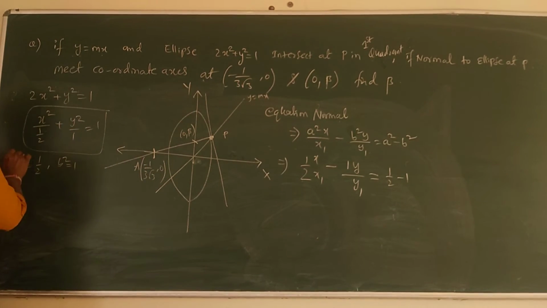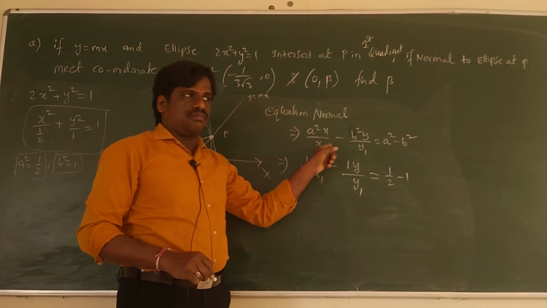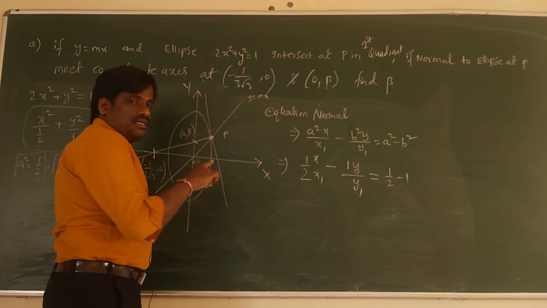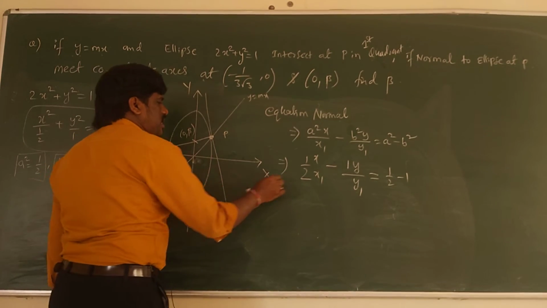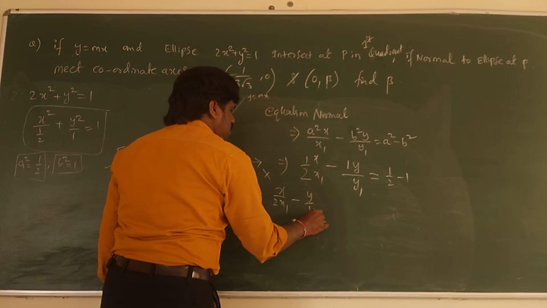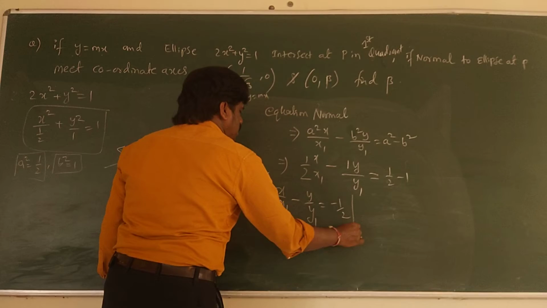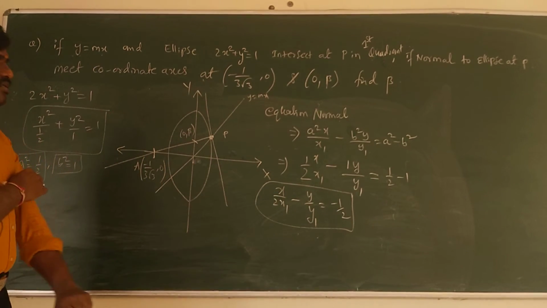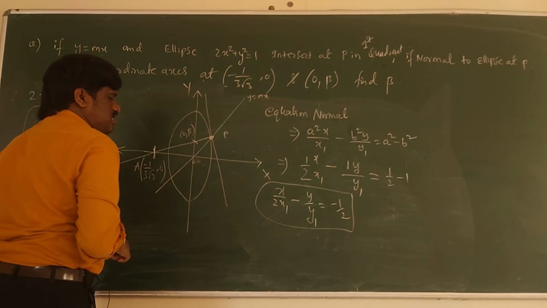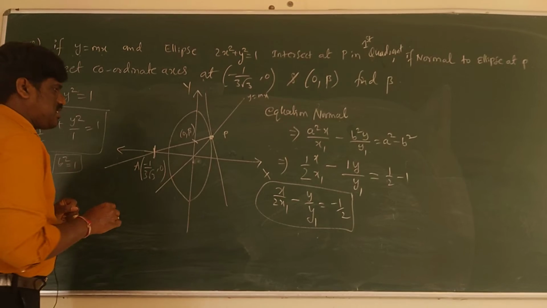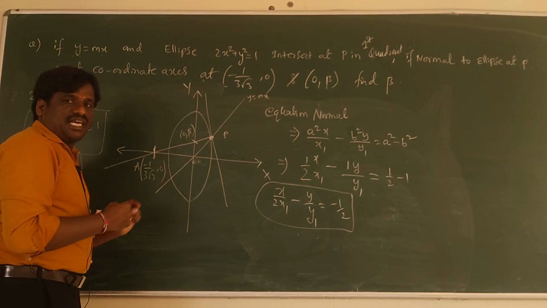Here a square value is half, b square value is 1. I substituted in this formula. Now you got the equation of the normal, correct? Now you can write this as x by 2x1 minus y by y1 is equal to minus half. This is the equation of the normal. Now this normal is intersecting the x-axis. So if it is intersecting the x-axis, y is equal to 0, I can substitute here. Therefore, I will get the x value.